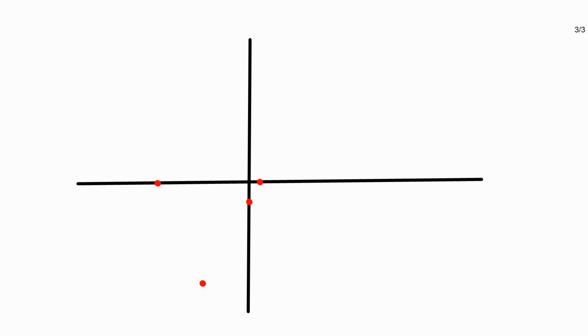So does that look like a parabola opening upward? Yep, looks pretty good to me. Of course, I'm going to screw it up with this mouse, but it's close enough for government work.